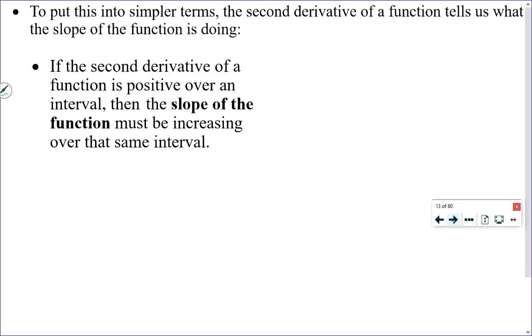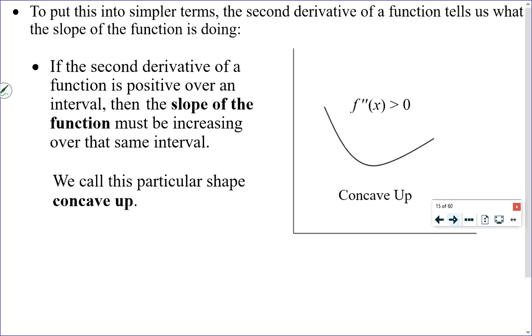Now, what does it look like when the slope of the function is increasing, or when the rate of change of the function is increasing? What does that look like? Well, first of all, we call it concave up. And it's called concave up because it has a concave up shape. If the second derivative is positive, then the first derivative is increasing, which means the slope is increasing, or the rate of change of y is increasing. But it's going to look like that.